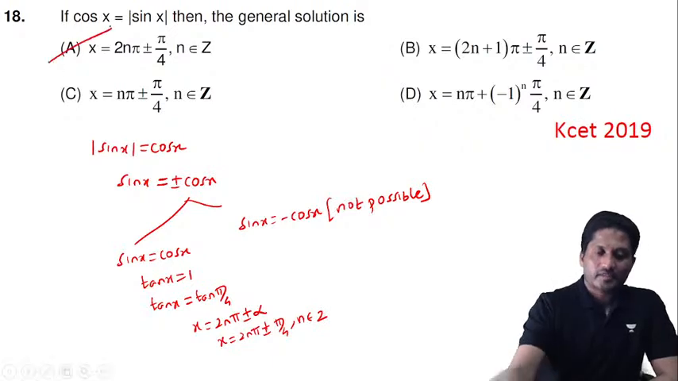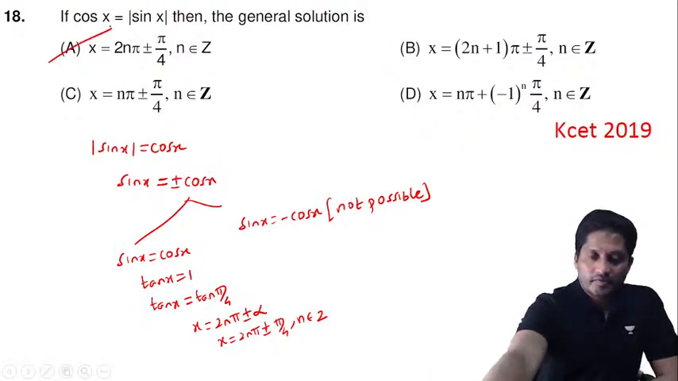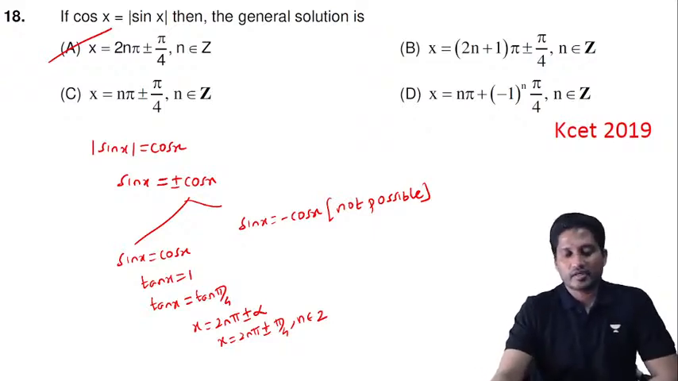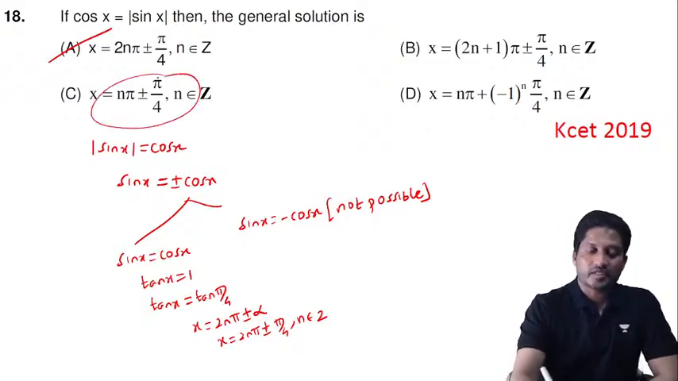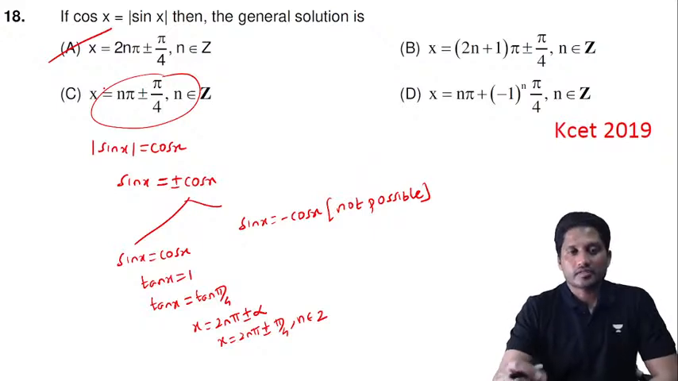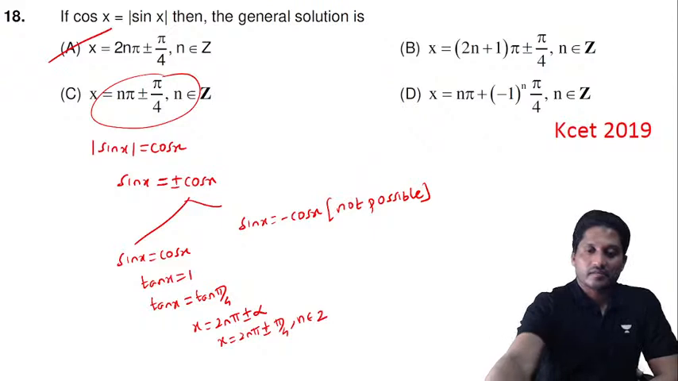Alright, answer is option A. Let's move to the next question. Don't take n pi plus alpha, then it is plus minus alpha. That's not right, you understand? That's why we have to take the most general solution. You take 2n pi plus minus theta.